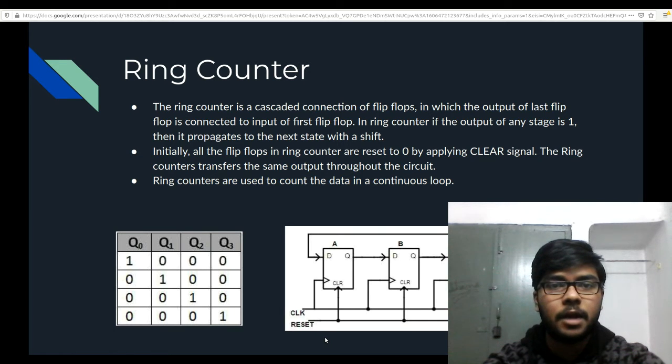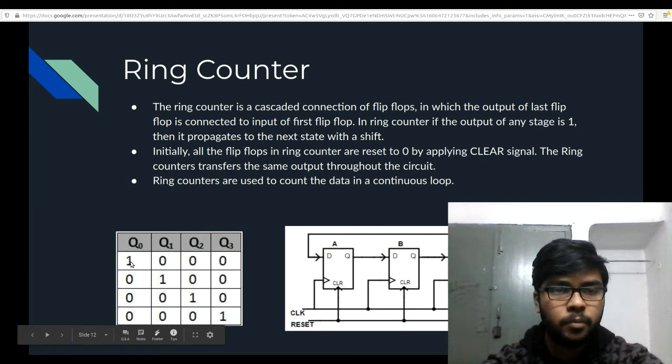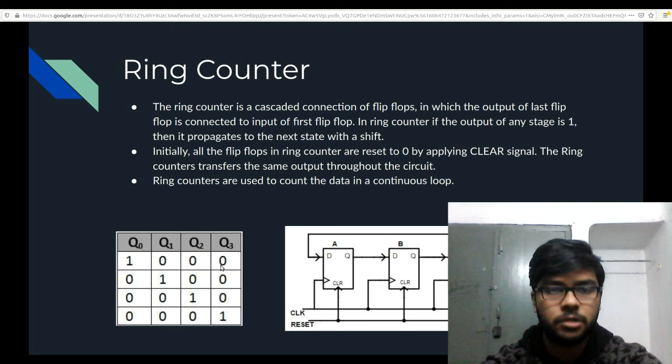So let's talk about the ring counters. In ring counters, what basically happens is, suppose this is the current state, 1000. In the next state, the one bit is going to be shifted by one position. So the one is in Q0, and in the next state, the one is going to be shifted to Q1.